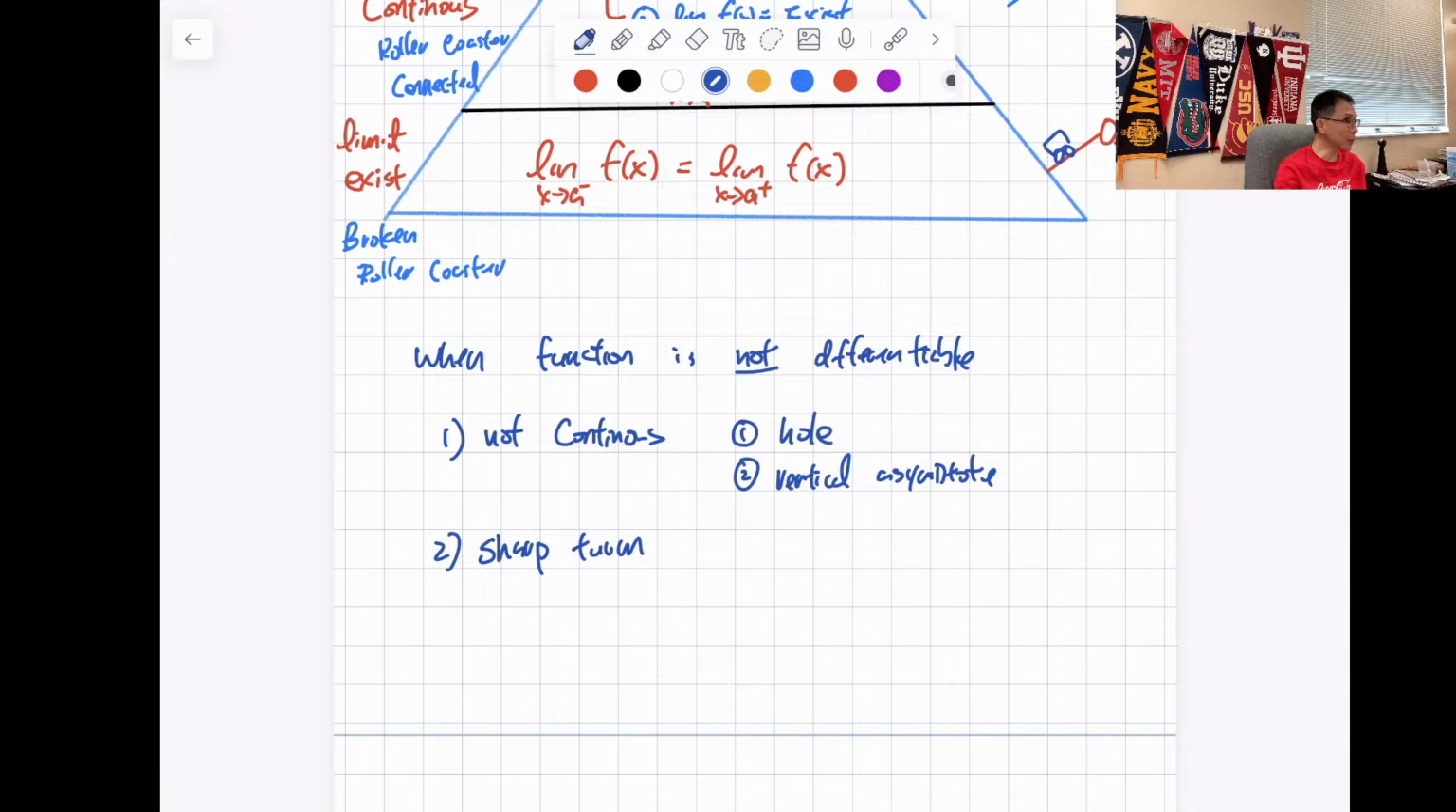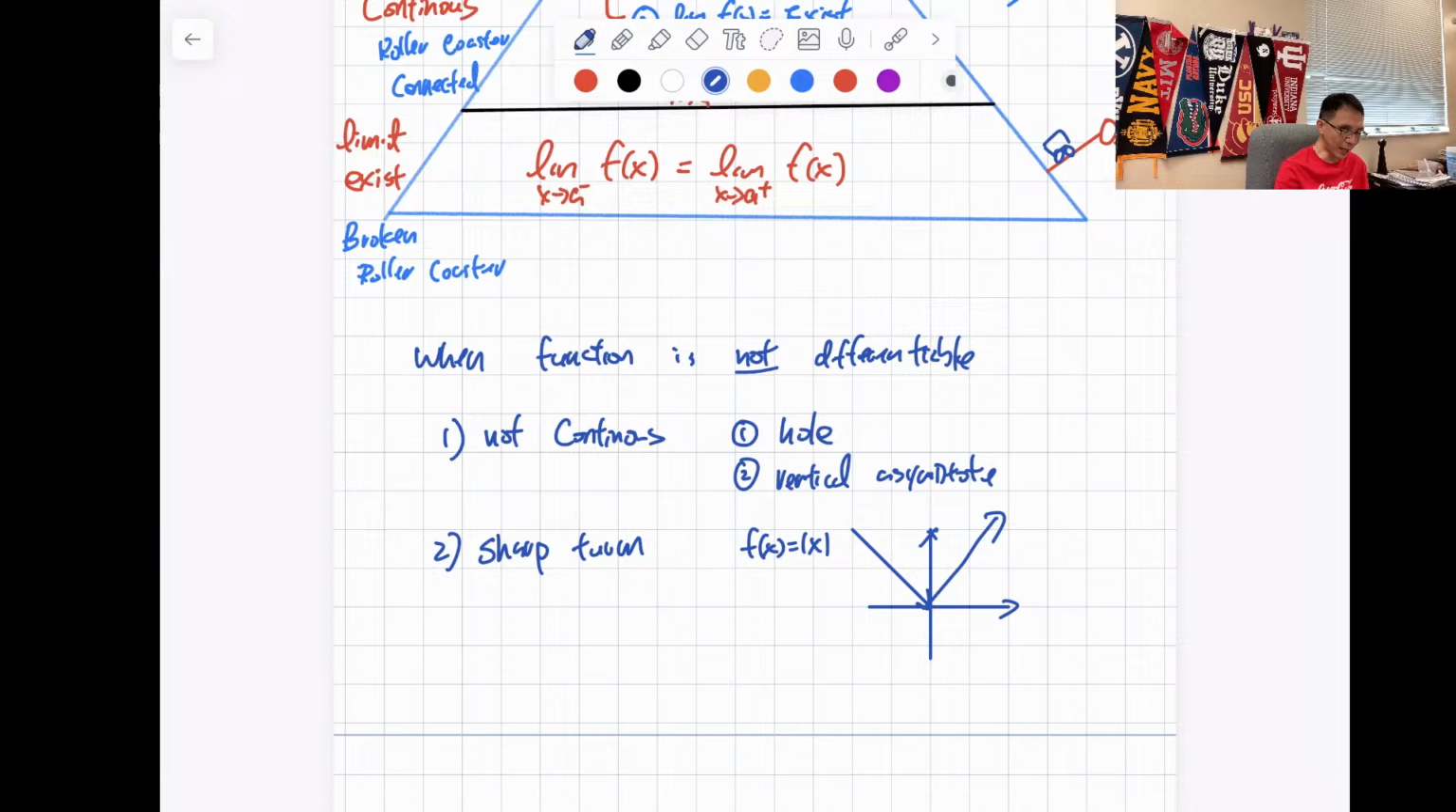What kind of function has a sharp turn? Can you name one function that has a sharp turn? Absolute value of x. Good job. f(x) equals absolute value of x. That's a sharp turn. Why is that a sharp turn? If you look at the absolute value function, it's like this. It changes slope from -1 to +1, right?